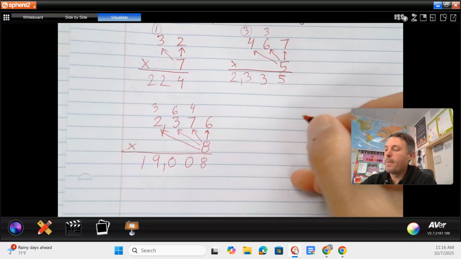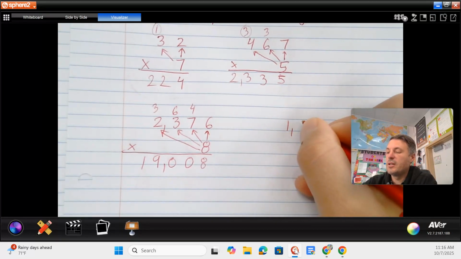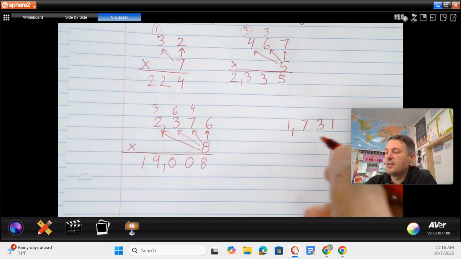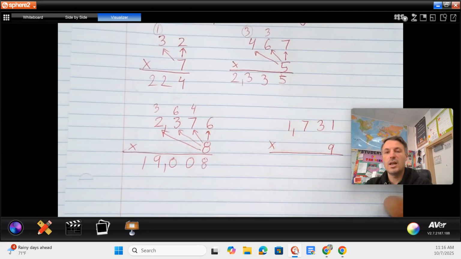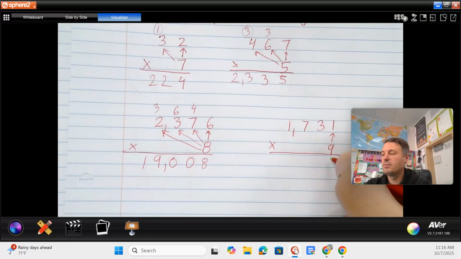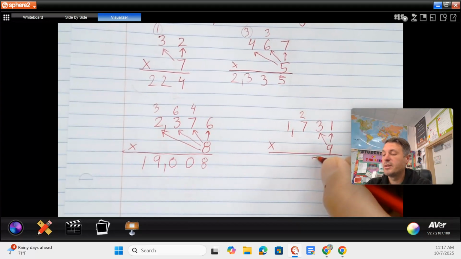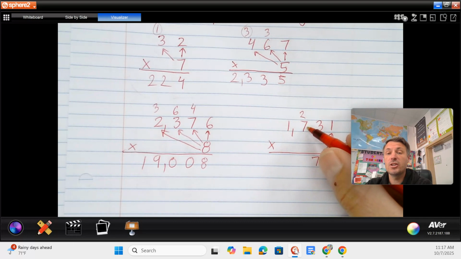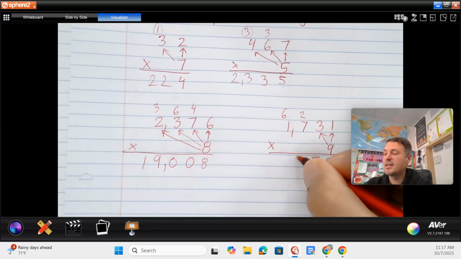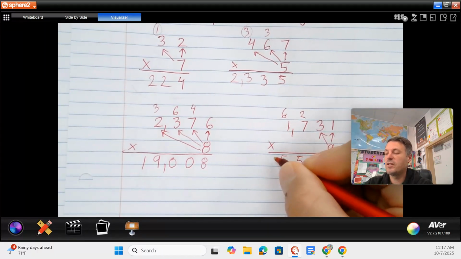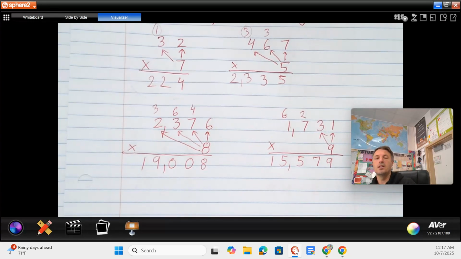Let's do another example. Let's do 1,731 times 9. Okay, we do 9 times 1, that's 9. We don't have to regroup that time. Then we do 9 times 3, that's 27, so we have to regroup, 27. Then we do 9 times 7, that's 63, plus the 2 is 65. Then we do 9 times 1, that's 9, plus 6 is 15. So the answer is 15,579.